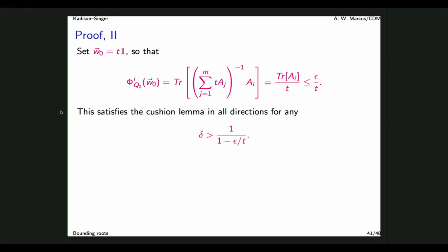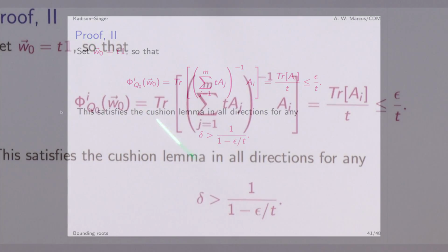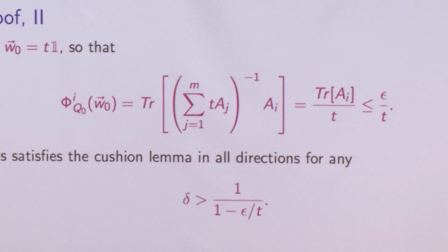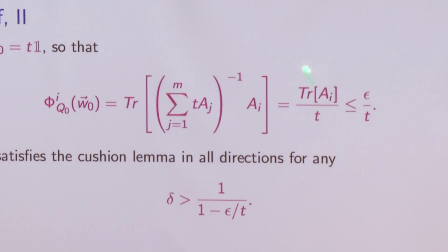So what's going to happen? I'm going to set my reference point to be w0. And then I'm going to compute the barrier function in all of the directions at w0. And it ends up being epsilon over t. This is where we use the trace of the AIs as small. So this gives us a value of delta where the cushion lemma is good.